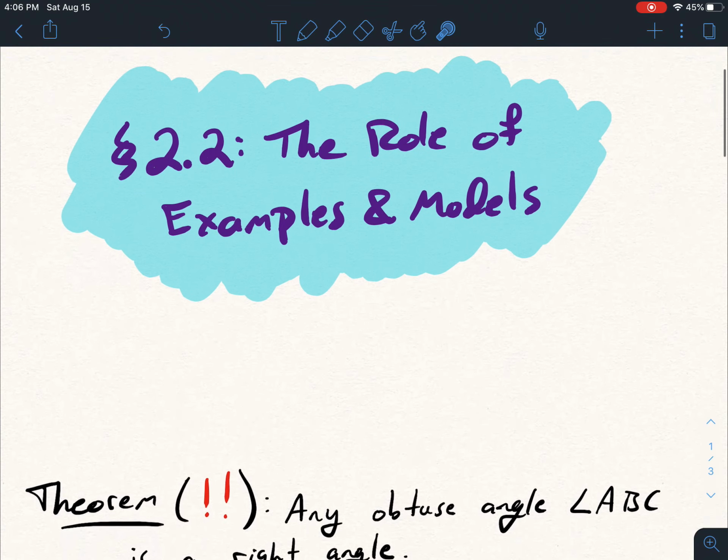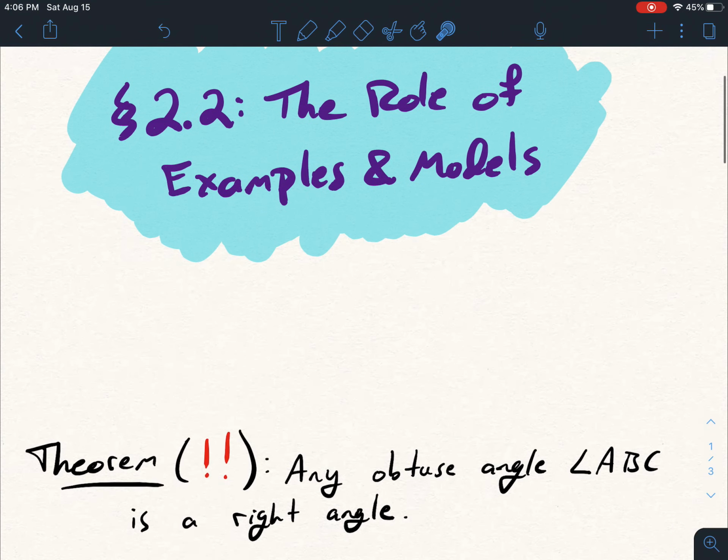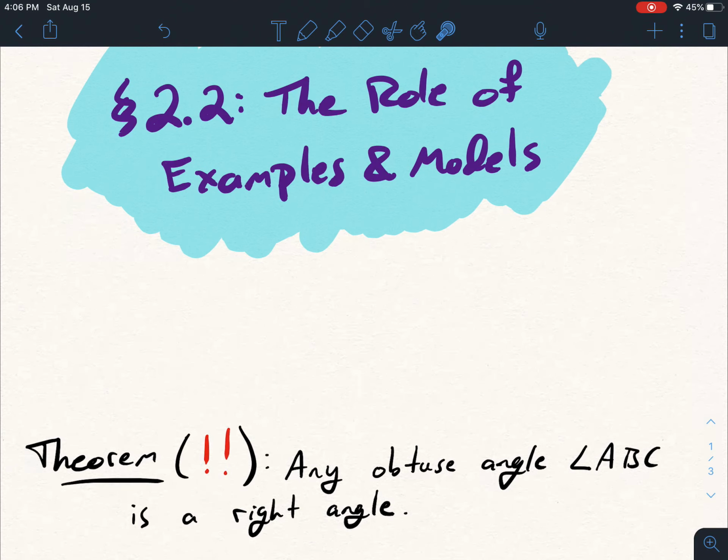I'm actually pretty excited about this video because I think this is a really fun topic. What I'm going to do in this video is prove to you that any obtuse angle is also a right angle. Right? So that sounds crazy. I'm saying that any angle ABC which is bigger than 90 degrees also has to be equal to 90 degrees. So I have big exclamation marks here because that should be raising a lot of eyebrows.